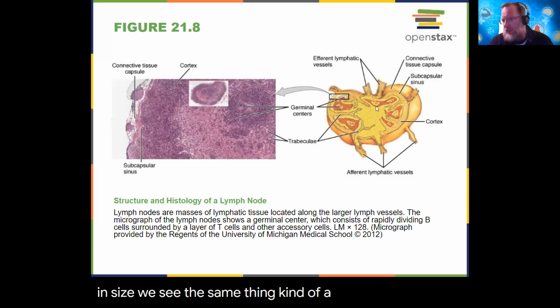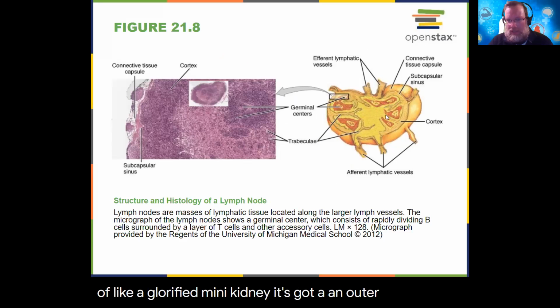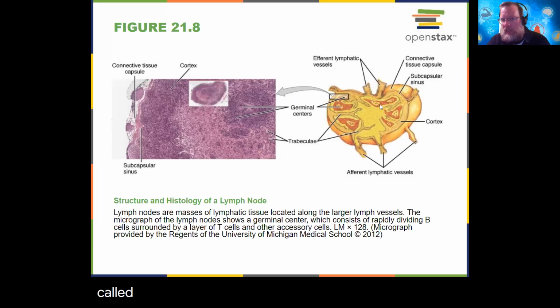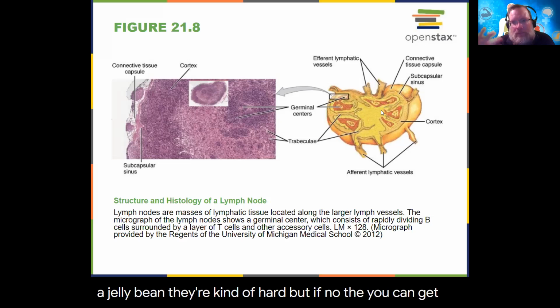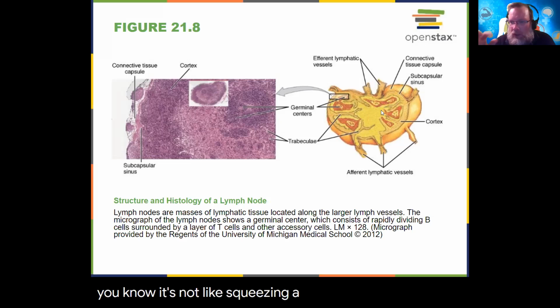A lymph node is kind of like a glorified mini kidney. It's got an outer cortex. It's got this inner medulla area. It's got these what are called trabeculae, like we saw with spongy bones. So the lymph nodes are kind of like a jelly bean. They're kind of hard, but if you squeeze them, it's not like squeezing a pebble, where it's rigid.